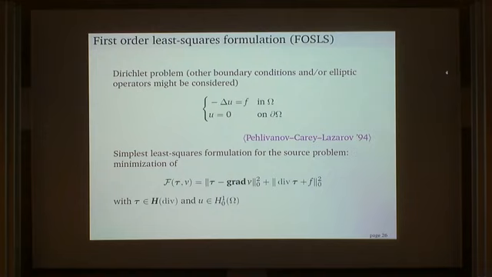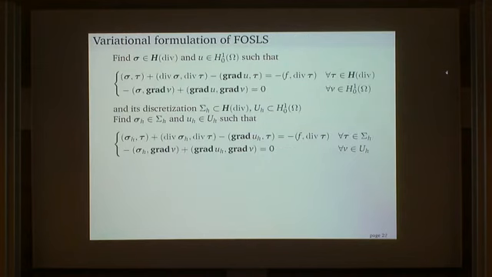I think the most popular least squares formulation for Laplace is to reduce to a first order system by minimizing this functional, where you impose basically that tau is the gradient of v, and the divergence of tau is minus f. If you put them together, you get that the Laplacian of v is equal to minus f. Okay? So this is the usual formulation for least squares. You minimize this.